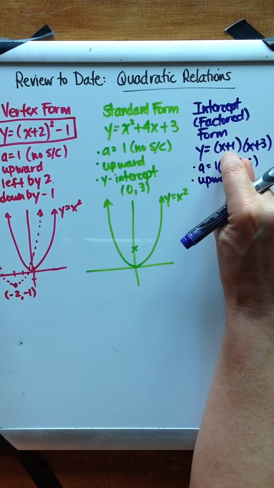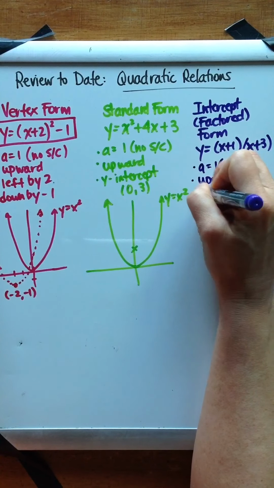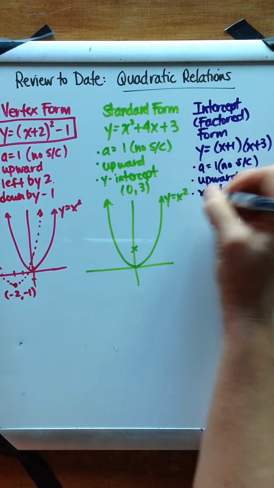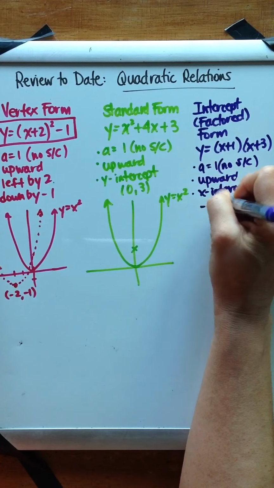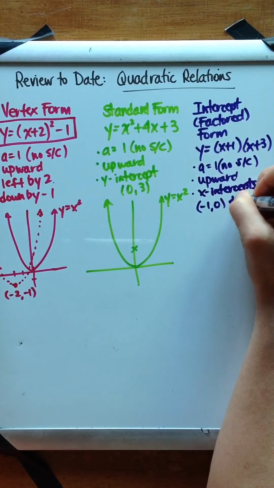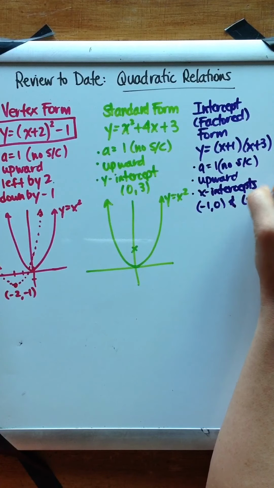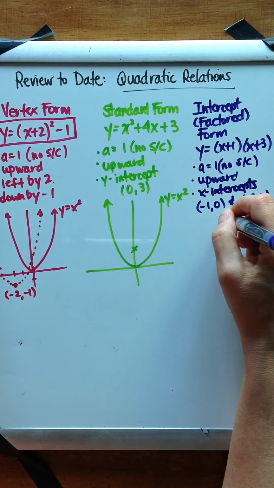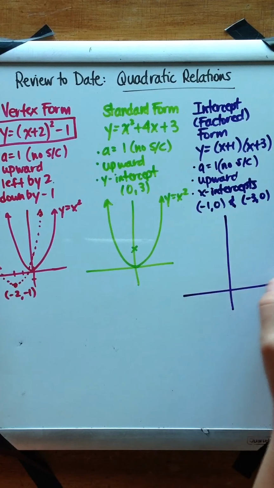The only way this one becomes equal to 0 is if x is negative 1. The only way this one becomes equal to 0 is if x equals negative 3. So we know that we have some x-intercepts of (negative 1, 0) and (negative 3, 0). So could we sketch the parabola for this one, knowing that information?